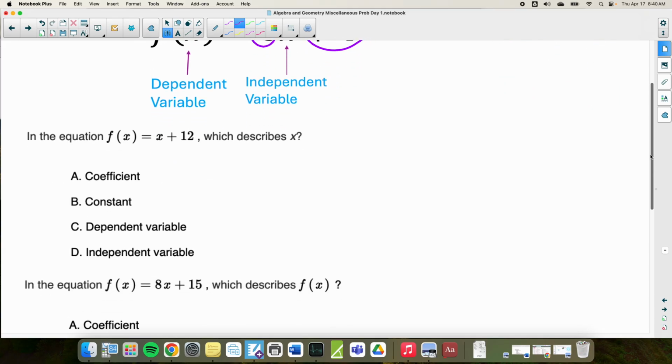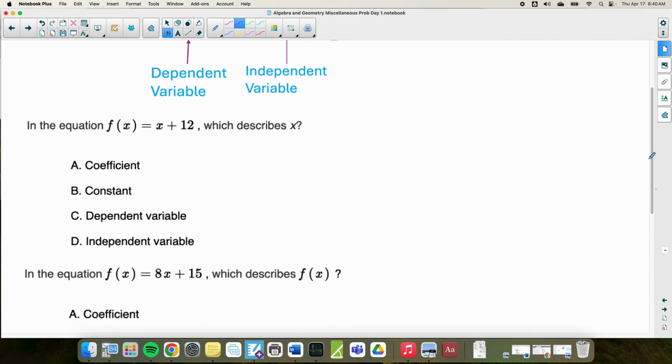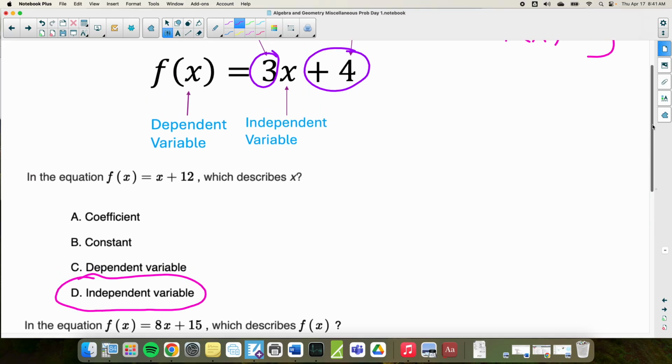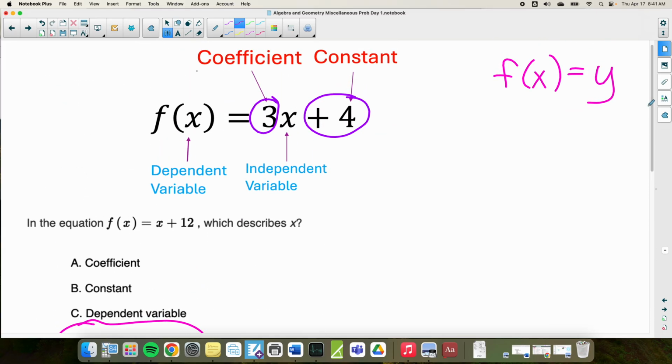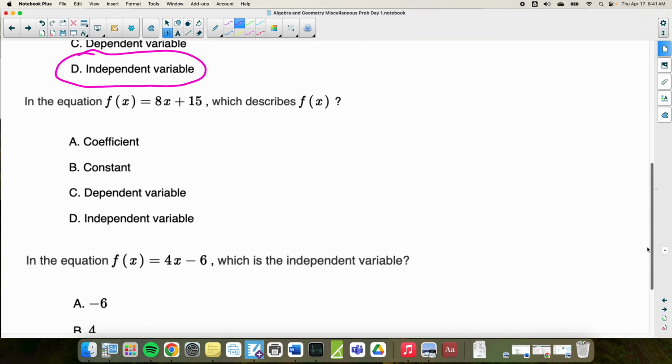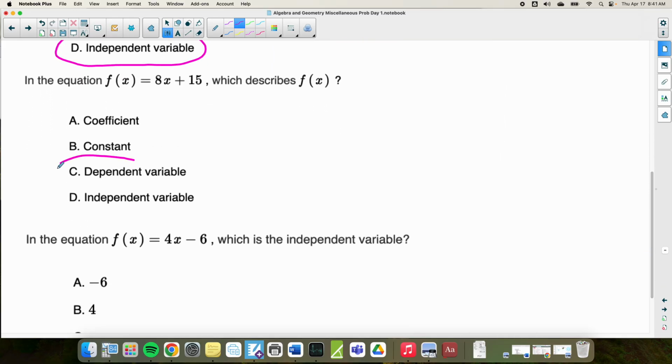So if we go down to this, it says if f of x equals this, which describes x? So x is going to be either dependent or independent. Which one is it? It's independent, right? Okay. The x is independent. What is f of x? F of x is dependent. It depends on what you put in for x.